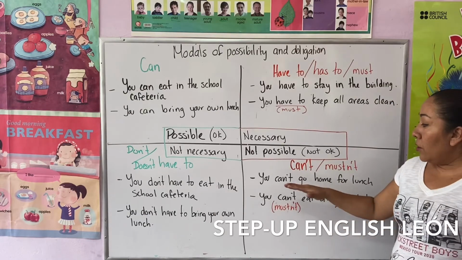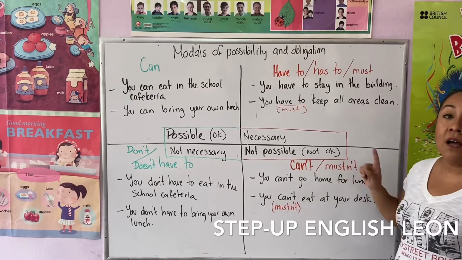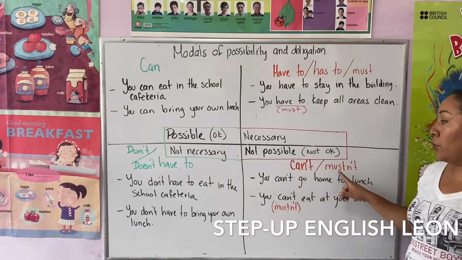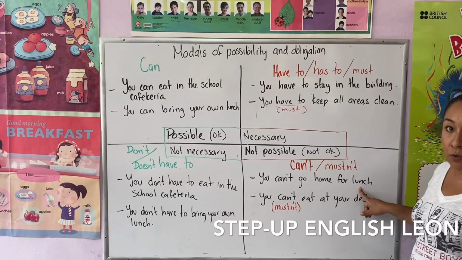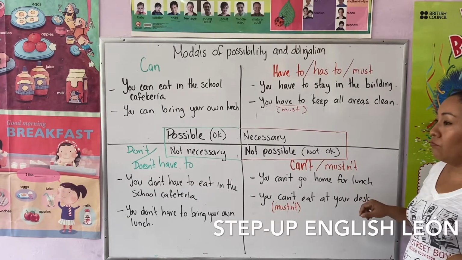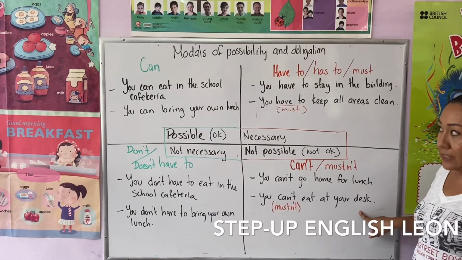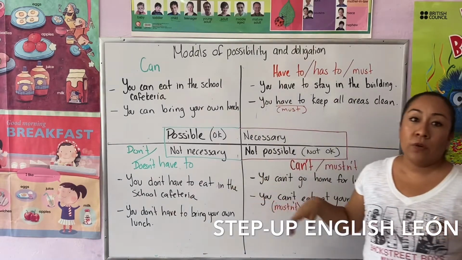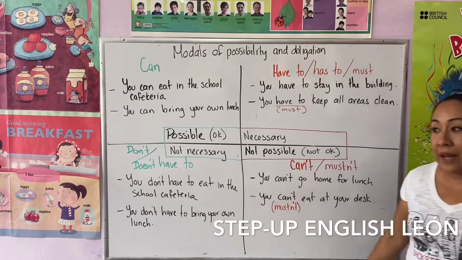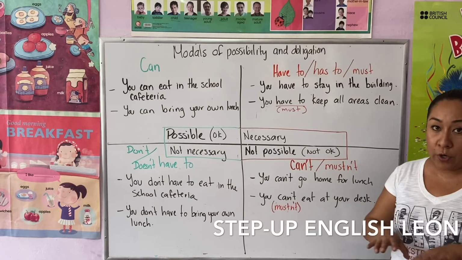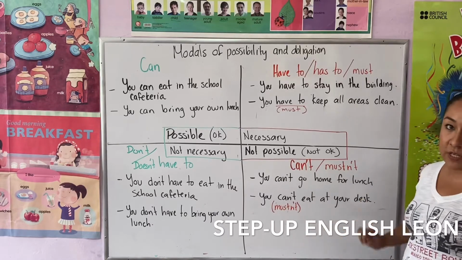Okay? Like I said, when you say that something is not possible or not okay, not permitted, you use can't or you can use mustn't. You can't go home for lunch. It's not possible, okay? It's against the rules. Or you can't eat at your desk. Like I said, you can eat in the school cafeteria, you can eat in the gardens, or you don't have to eat, but not at your desk. You know, where you work in the classroom? No, you can't eat at your desk or you mustn't eat at your desk.